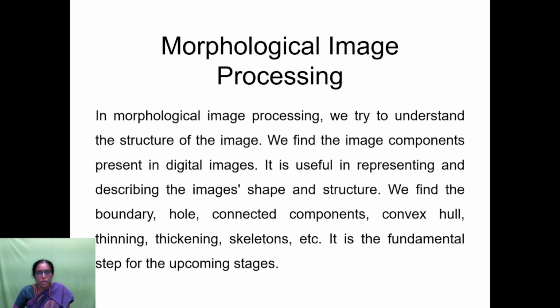Morphological image processing. In morphological image processing, we try to understand the structure of the image. We find the image components present in the digital images. It is useful in representing and describing the image's shape and structure. We find the boundary, holes, connected components, convex hull, thinning, thickening, skeletons, etc. It is the fundamental step for the upcoming stages.